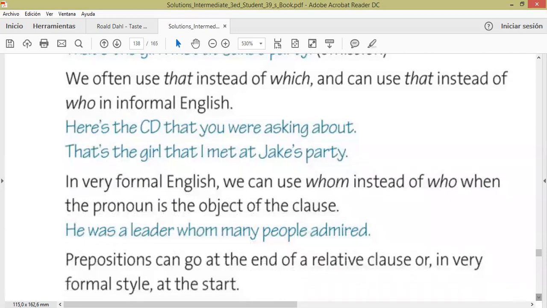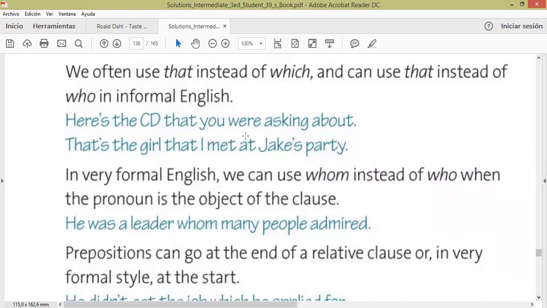Finally, we can see that we often use that instead of which, and can use that instead of who in informal English. Here we have two examples. Here's the CD that you were asking about. So in this case, instead of using which, because CD is a thing, I can use that.